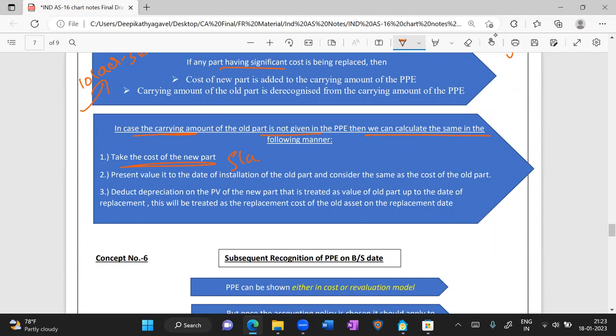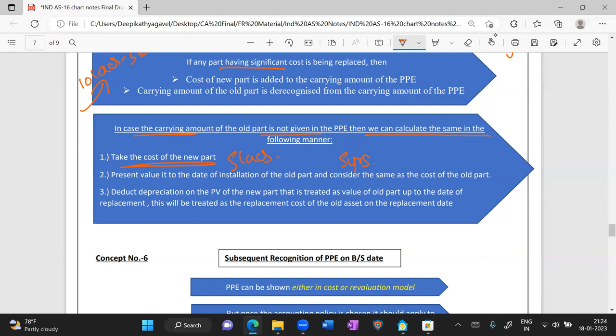Let's say 5 lakhs is the cost of the new part, and that 5 lakhs is being replaced now in an engine which was purchased 5 years back, and the discounting rate is 10%. So now present value it for 5 years at 10%. The value that you get for this 5 lakhs, when you present value it for 5 years at 10%, that particular value will become the cost of that old part 5 years back. And now for that cost, you will calculate depreciation and bring it into today's value, right?